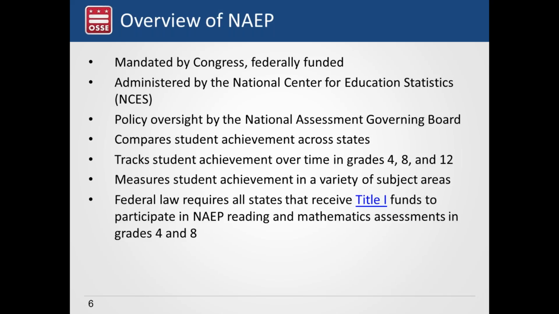The main goals of NAEP are to compare student achievement across states. In order for us to understand how well DC students have performed relative to their peers across the country, NAEP administers the exact same test nationally. The other goal is to track progress over time, specifically in grades 4, 8, and 12. NAEP examines how achievement has changed over time. In addition, NAEP is used to determine how well major subgroups have performed over time in comparison to their peers.